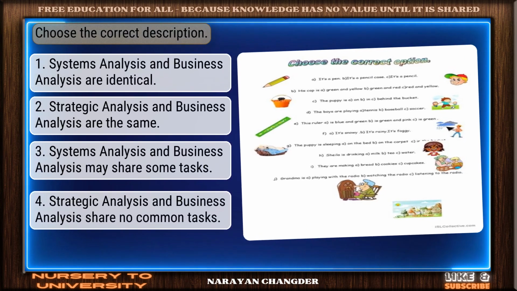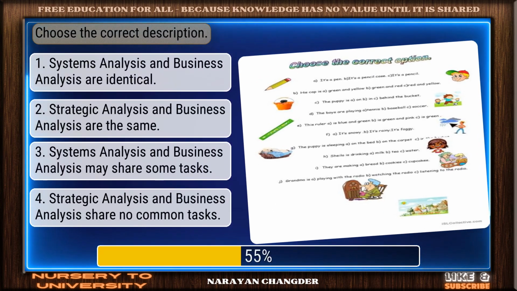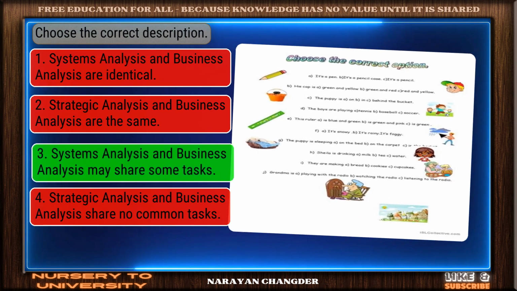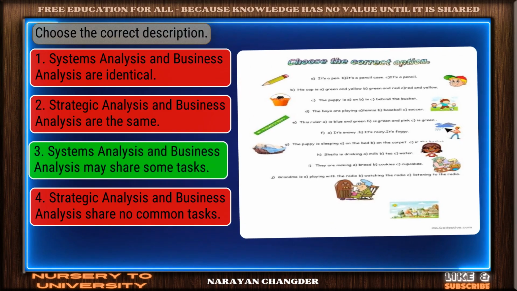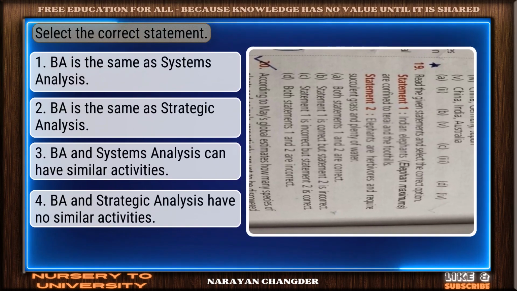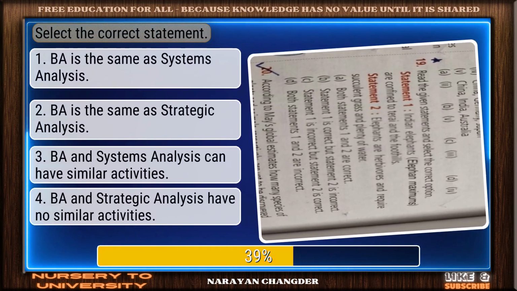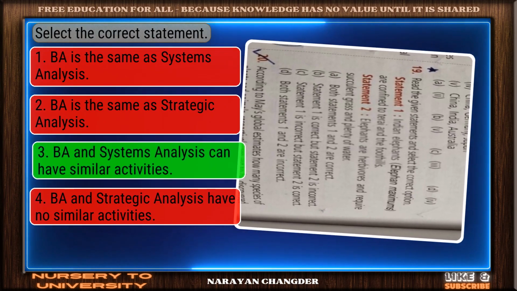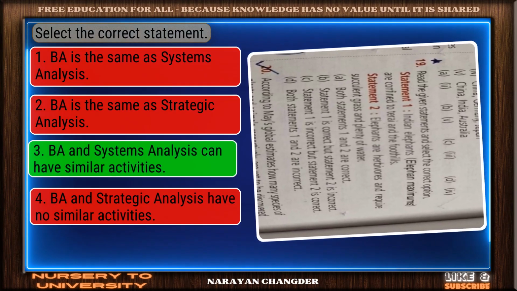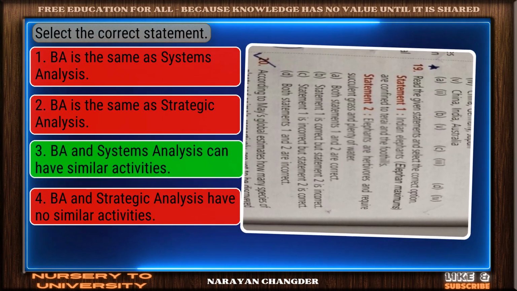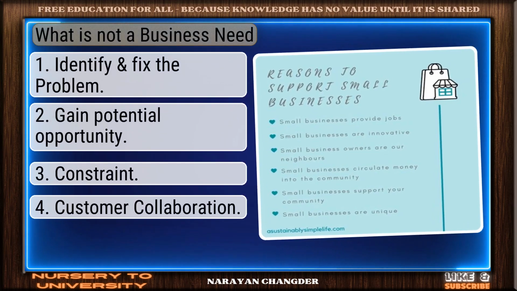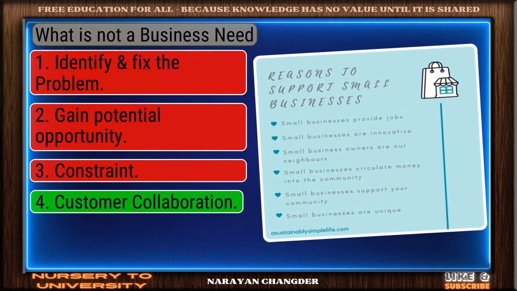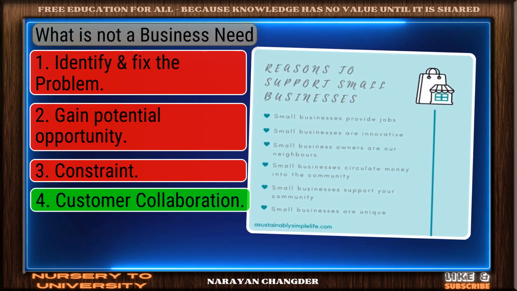Question number 73. Choose the correct description. Valid point. Systems analysis and business analysis may share some tasks is true. Question number 74. Select the correct statement. Nice work. You chose BA and systems analysis can have similar activities, and it is correct. Question number 75. What is not a business need? Perfect. Customer collaboration is the correct choice.